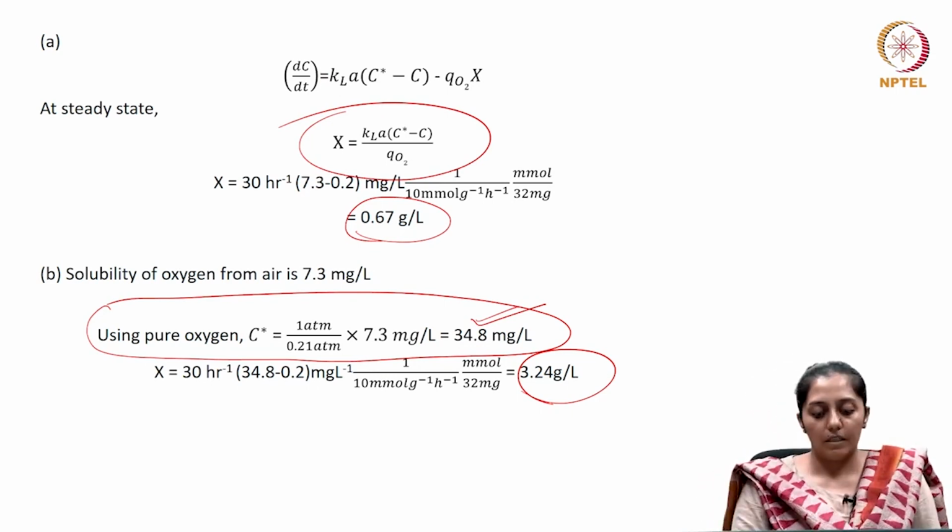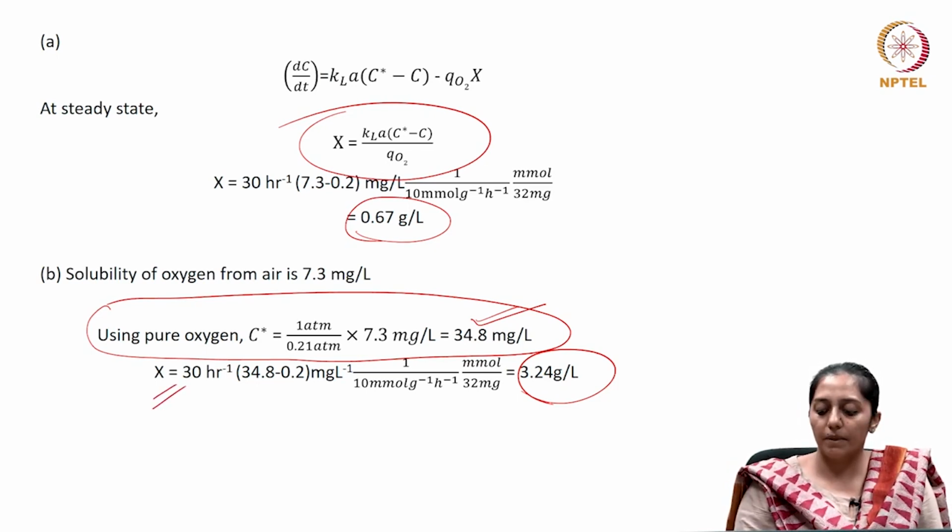So, as we increase the mole fraction of oxygen in the incoming air, the biomass which can be supported by the same fermenter system under the given operating conditions increases.